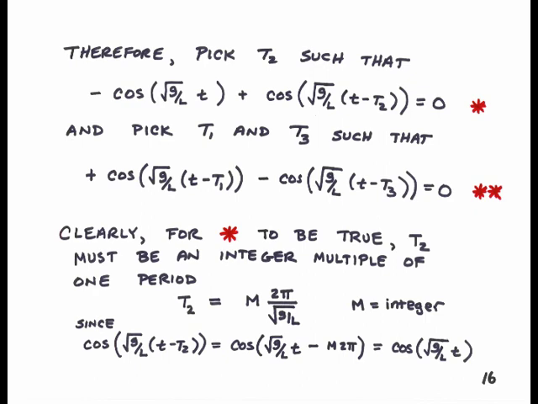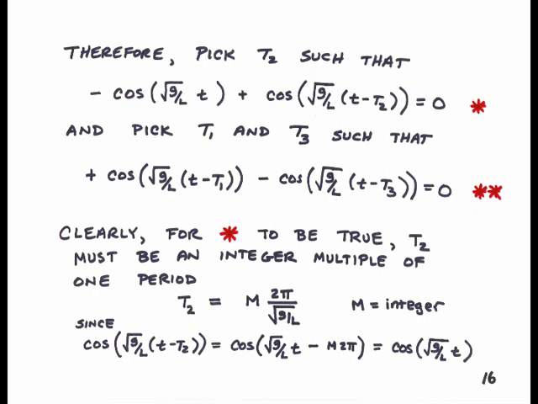Clearly, for the star equation to be true, t2 must be an integer multiple of 1 period. Therefore, t2 has to be equal to m 2 pi over the square root of g over L. We noted before that 2 pi over the square root of g over L was a period of oscillation. M here is an integer. If we choose t2 in this fashion, cosine of square root of g over L t minus t2 will be equal to cosine of square root of g over L t, and therefore equation star will hold.